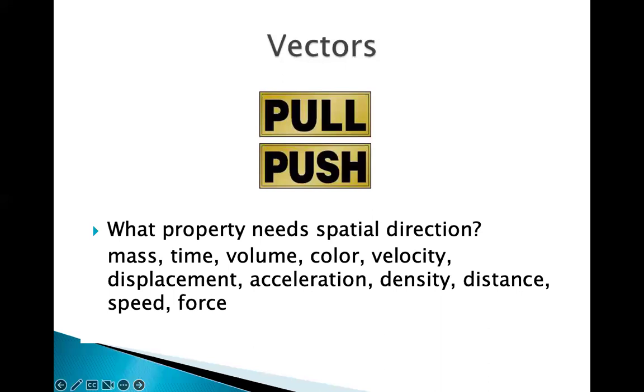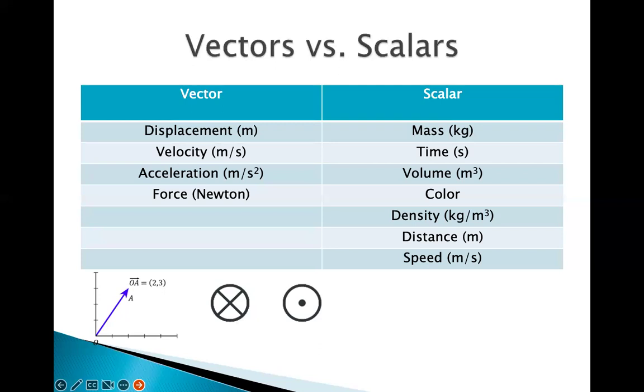First, let's review a little bit what vectors really are. Some physics properties do not need direction. Some physics properties do need direction. So here is a collection of different properties. Can you tell which one needs a direction, which one doesn't need? This is how we actually sort it out.